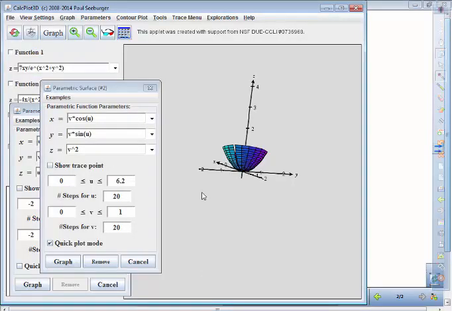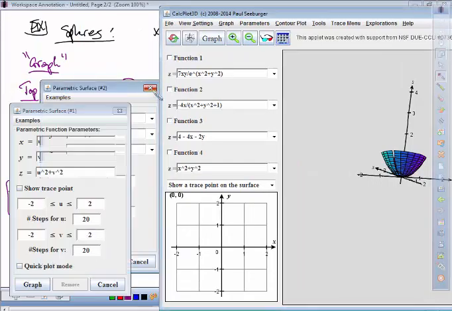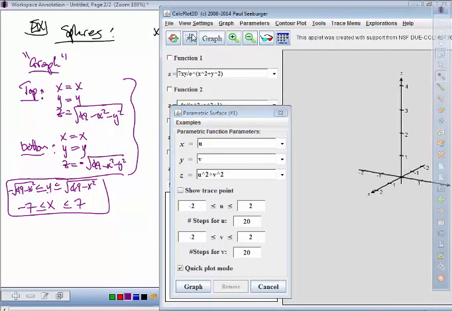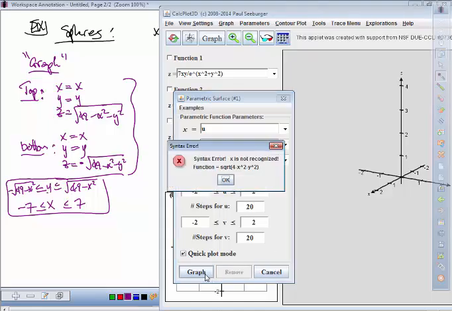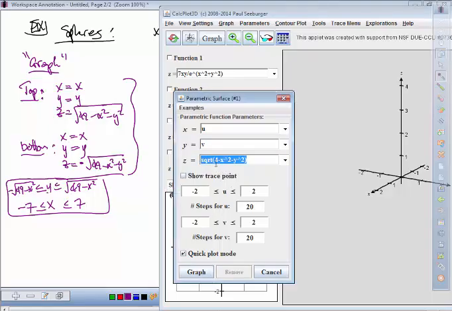Let's see if we can see what happens to this sphere. U, V, and then here we have the square root. How do you do the square root? SQRT maybe of 49. Let's not go to 49 here. Let's just, for graphing sake, let's just have a radius of 2 minus x squared minus y squared. Using these.